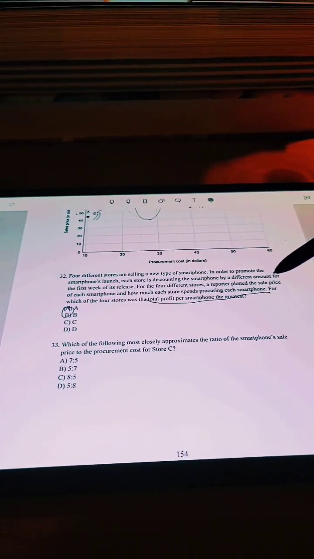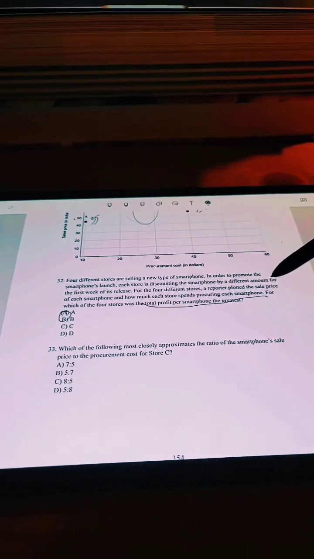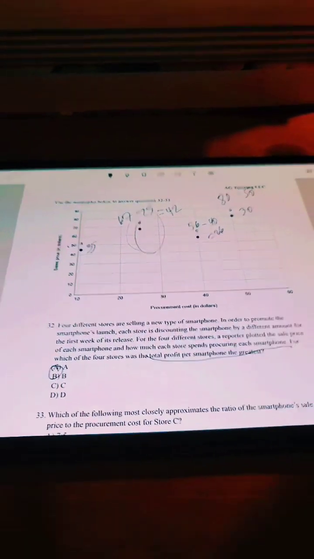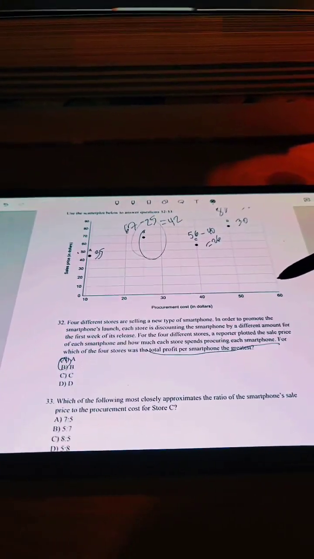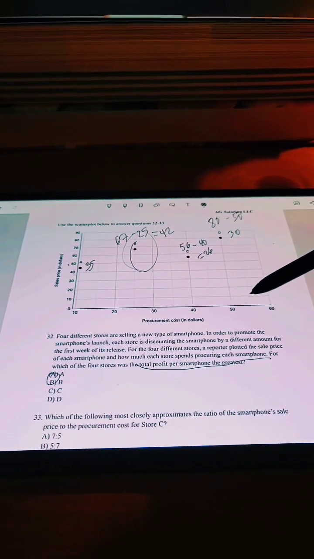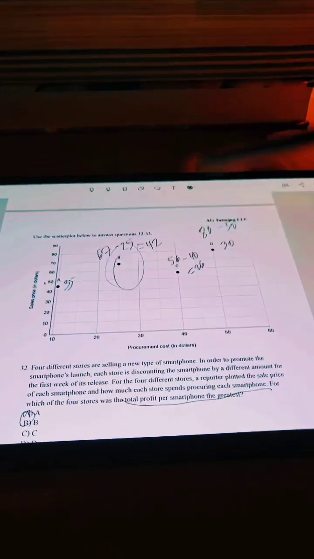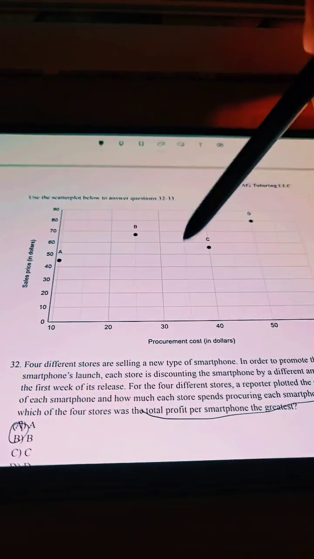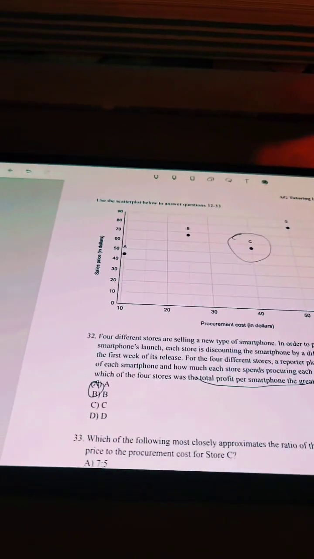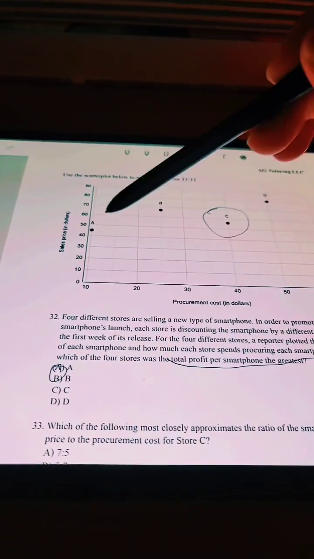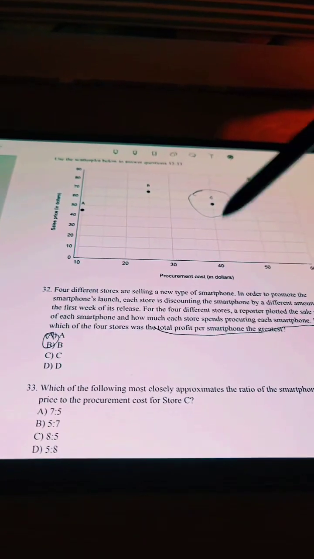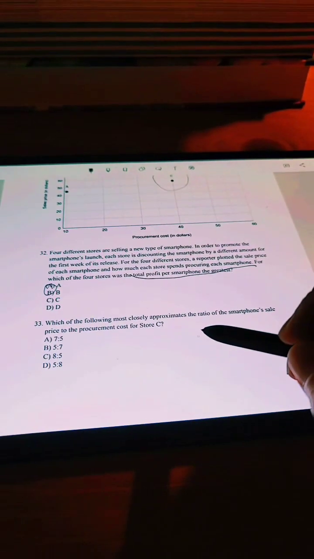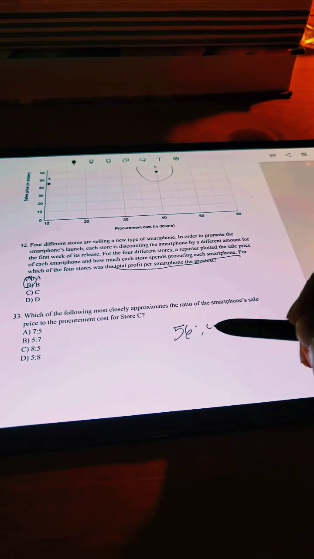And then which of the following most likely approximates the ratio of the smartphone sale price to the procurement cost for store C? Okay. So ratio of the sale price to the procurement cost for store C. So we're looking at this value right here. And then the sales price would be about 56. And then the procurement cost is exactly 40. So if we do a ratio of the sale price to the procurement cost, it would look like this.